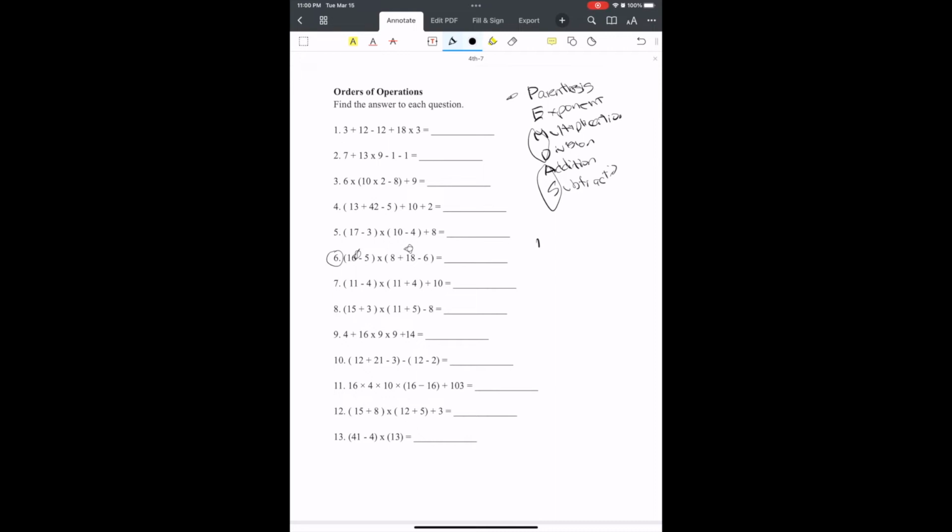So that would be 11 times, and then 8 plus 18 minus 6. And again, you read it from left to right. So 18 plus 8 is equal to 26. And then 26 minus 6 is equal to 20. So 11 times 20. And then you just perform multiplication, and your answer will be as follows.